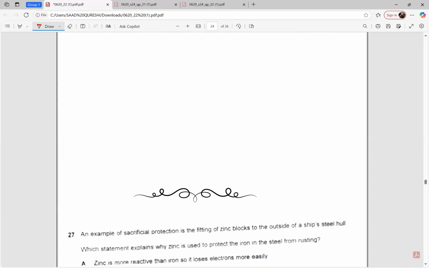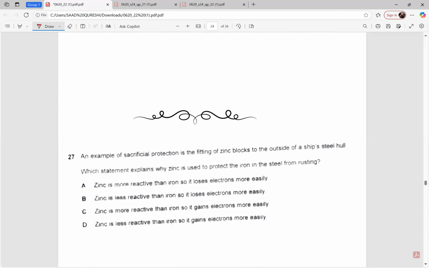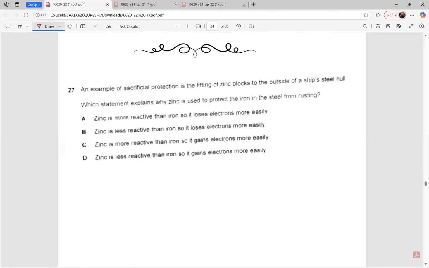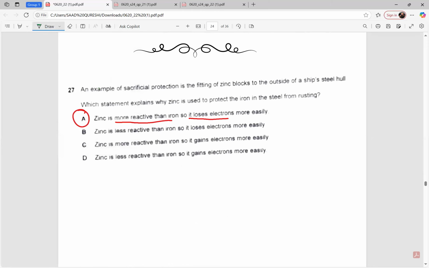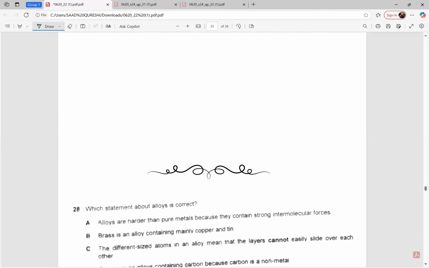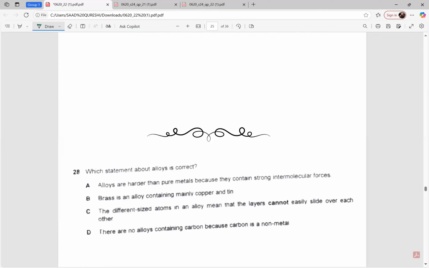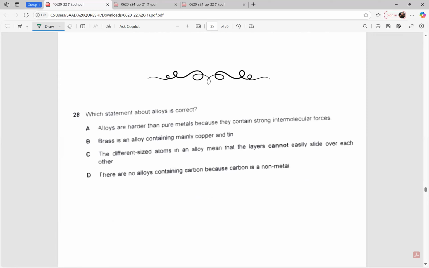An example of sacrificial protection is the fitting of zinc blocks to the outside of a ship's steel hull. Which statement explains why zinc is used to protect iron in the steel from rusting? Zinc is more reactive than iron, so it loses electrons more easily. This one is correct because the more reactive the metal, the easier it is for that substance to lose the electron. That's how it protects the iron, because it reacts and loses electrons, but it protects the iron inside. It won't let iron lose its electrons.